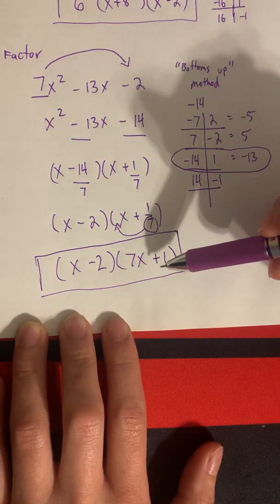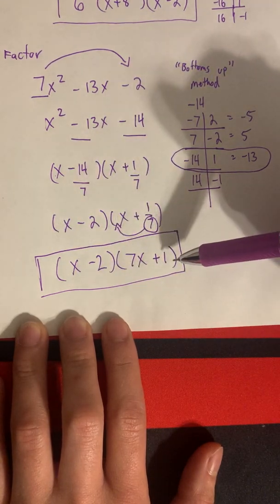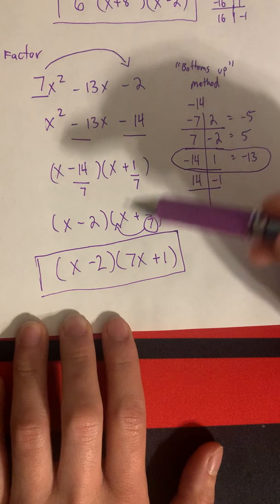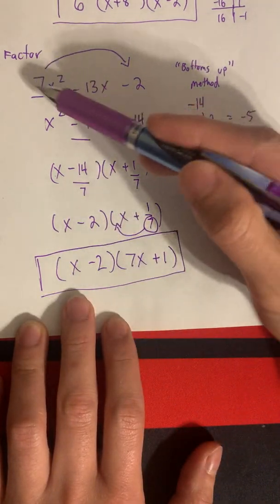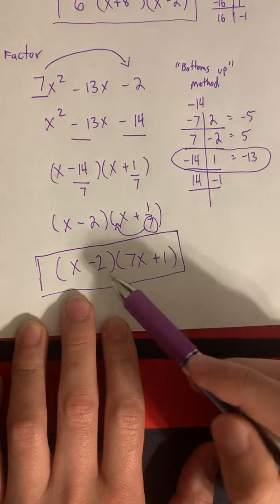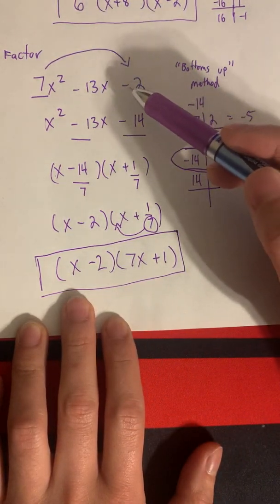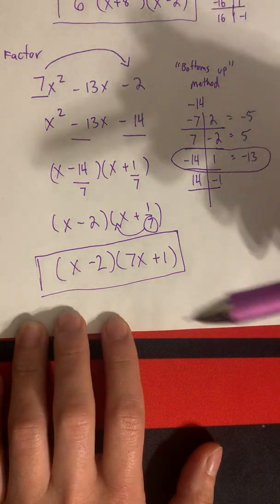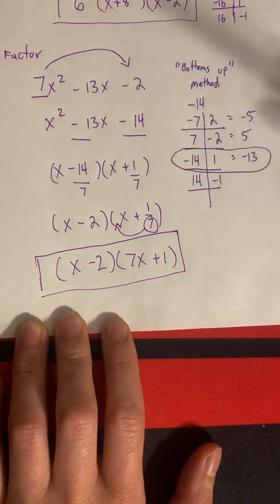And if you want to check whether these are really the factors, we can FOIL it through, and then you'll see that it'll equal that. Because if we just do the first part here, x times 7x, we're going to get the first part, 7x squared. And we do the last term, negative 2 times positive 1, we're going to get this negative 2 here. So it looks like it's going to work. If you don't believe me, you can FOIL it out. But that is how we do the bottoms up method.